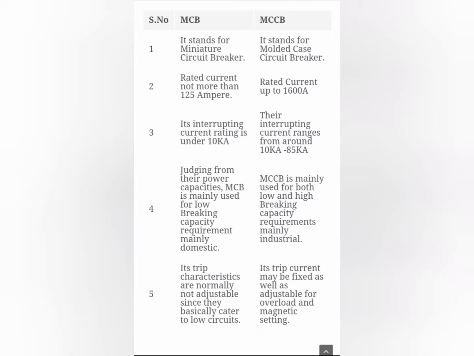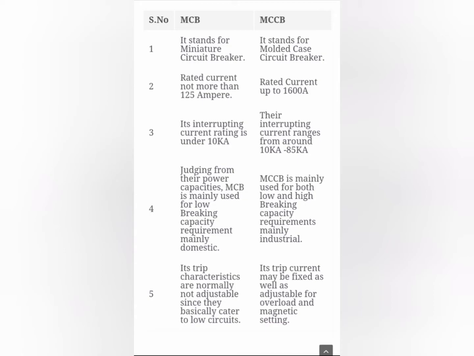Next, their power capabilities. MCB is mainly used for low breaking capability, but the MCCB is used for high breaking capability in industrial purposes, and also for equipment like pumps, motors, valves, cooling pumps, which means higher rated pumps, and uninterrupted power supplies. In those cases also we can use the MCCB. But MCBs are normally used for household purposes and also for lighting purposes.